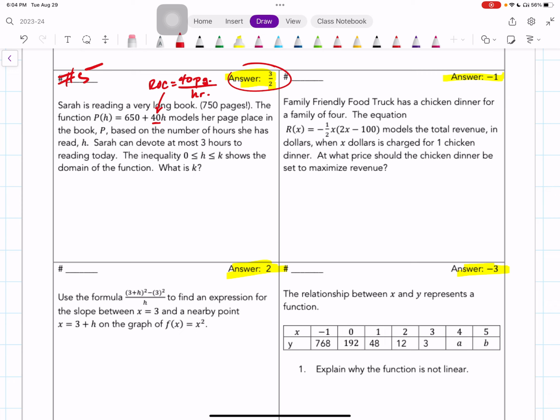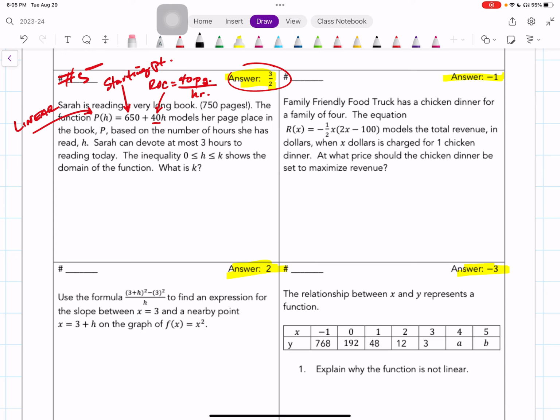And then on linear functions, again, this is linear, so let me make a note of that. You have to recall all the basics of linear functions that you worked with in the past in Algebra 1, and the y-intercept here is your starting point. So in this model, the starting page is 650, and then she's reading 40 pages per hour for however many hours. So let's read on. This models her place in the book, P, based upon the number of hours she has read, H.